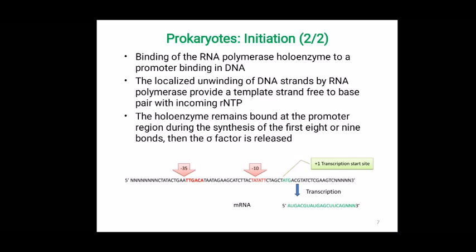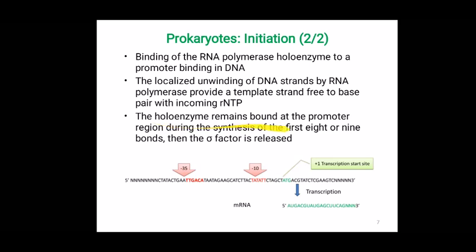In continuation of initiation, the RNA polymerase holoenzyme binds to the promoters in the DNA molecule. The localized unwinding of the DNA strands by the RNA polymerase leaves a template strand free to base pair with incoming RNTPs. So that means the RNA polymerase provides the template strand, free from the double helix, to base pair with the incoming RNTP to the existing RNA chain.